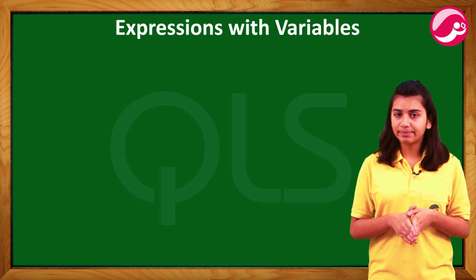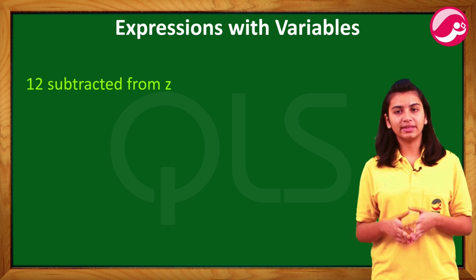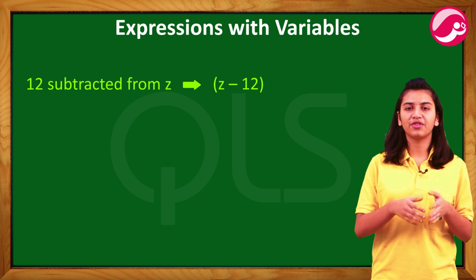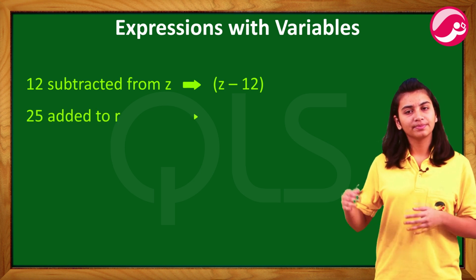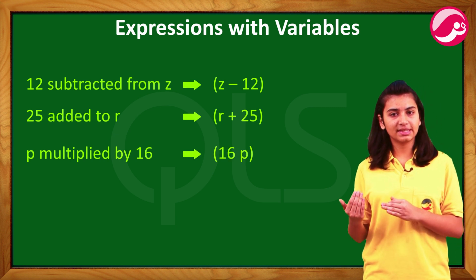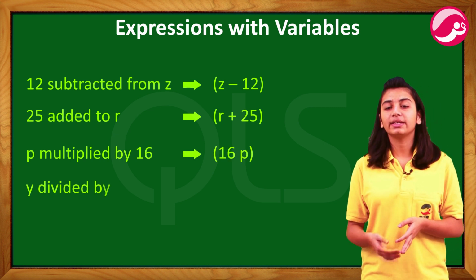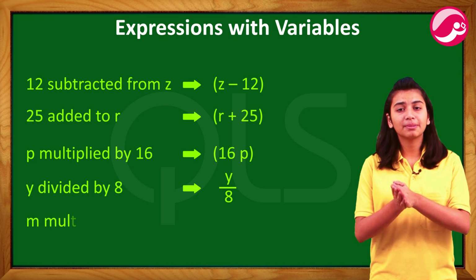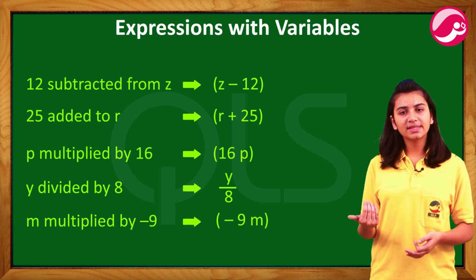Now we have a few examples. 12 subtracted from z, that will be z minus 12. 25 added to r, r plus 25. p multiplied by 16, 16p. y divided by 8, y by 8. m multiplied by minus 9, minus 9m.